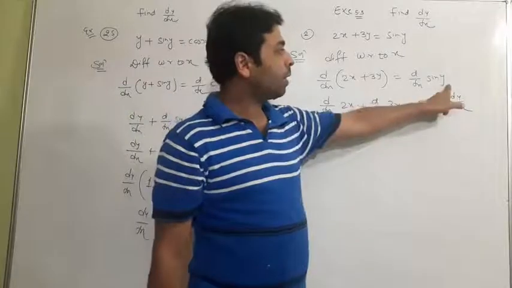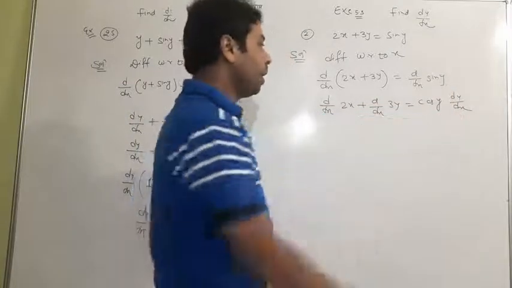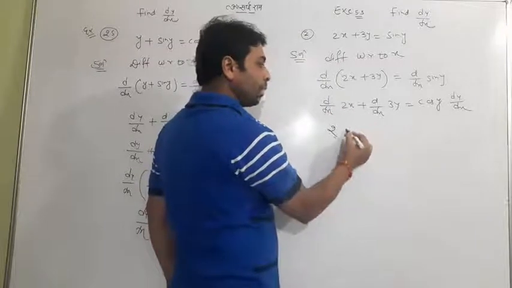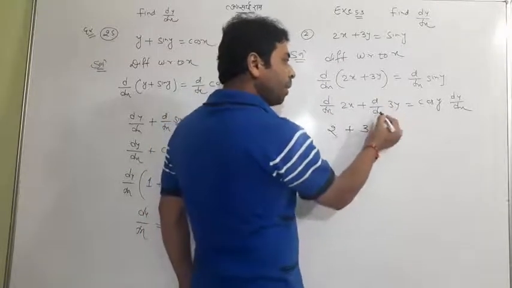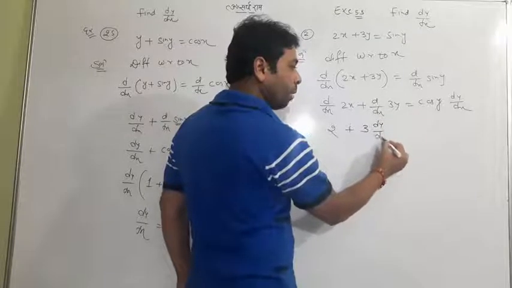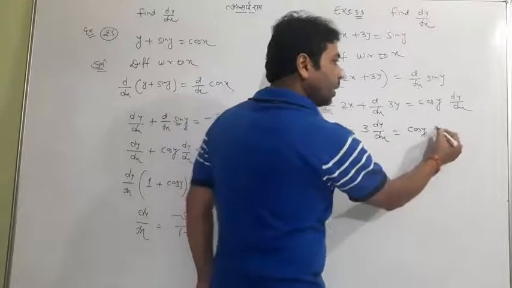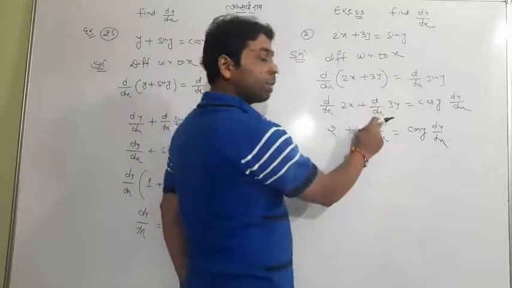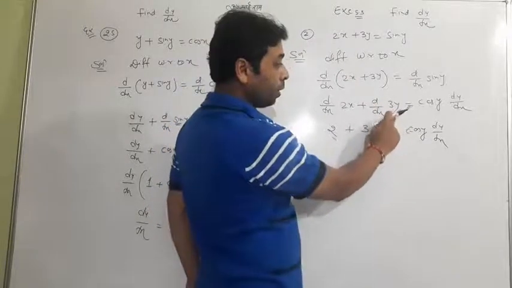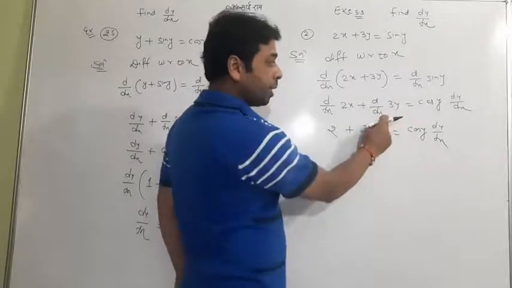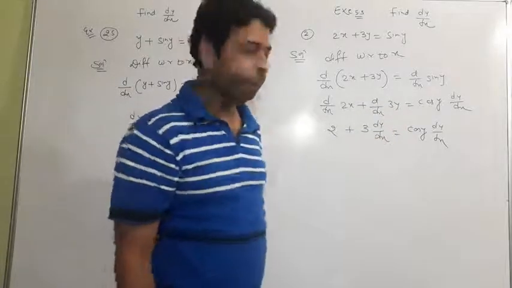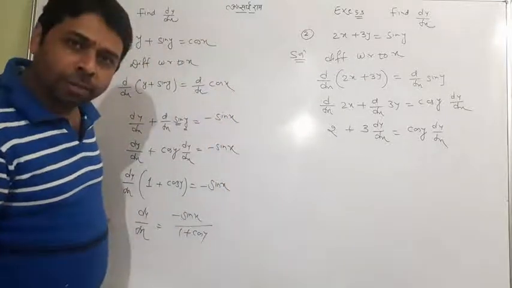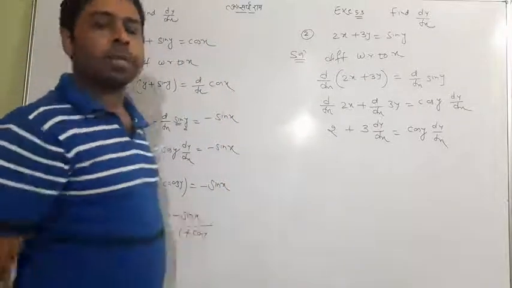Whenever y comes, keep in mind that this always happens. And what about now? 2 is a constant and comes after. d by dx of x is 1. 3 will come after, and d by dx of y itself is counted as dy by dx, and on the right, cos y times dy by dx. Look at the thing: 3 comes after, and d by dx of y will be dy by dx. Nothing happened, because y is alone there. So what strategy have we adopted here? I took out dy by dx common, taking all the dy by dx terms to one side.